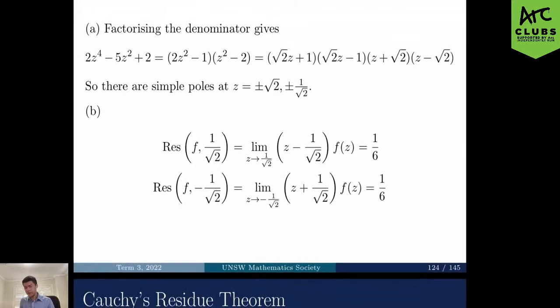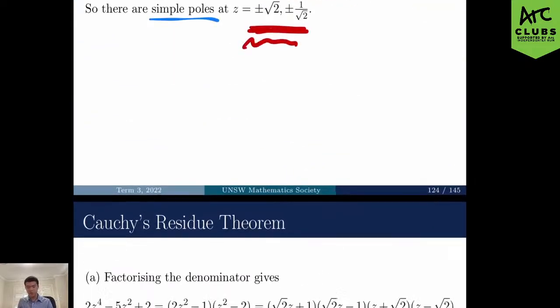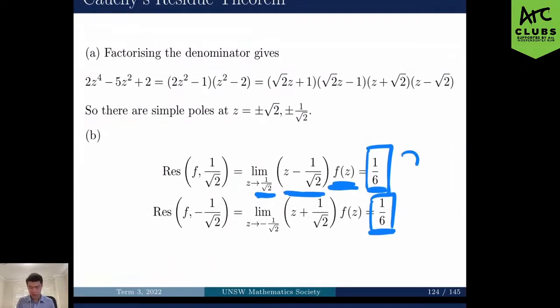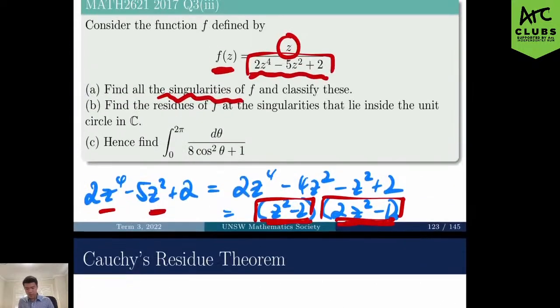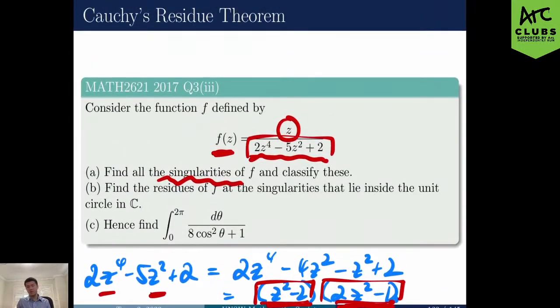The next part is calculating residues. And residues, it's pretty easy to do just using the limit. All you need to do is just take the function, multiply it through by z minus that singularity, and then take the limit, and it'll be equal to a 6. So it's just going to be more algebra that we've done a lot of, but the residues will be equal to a 6 each.